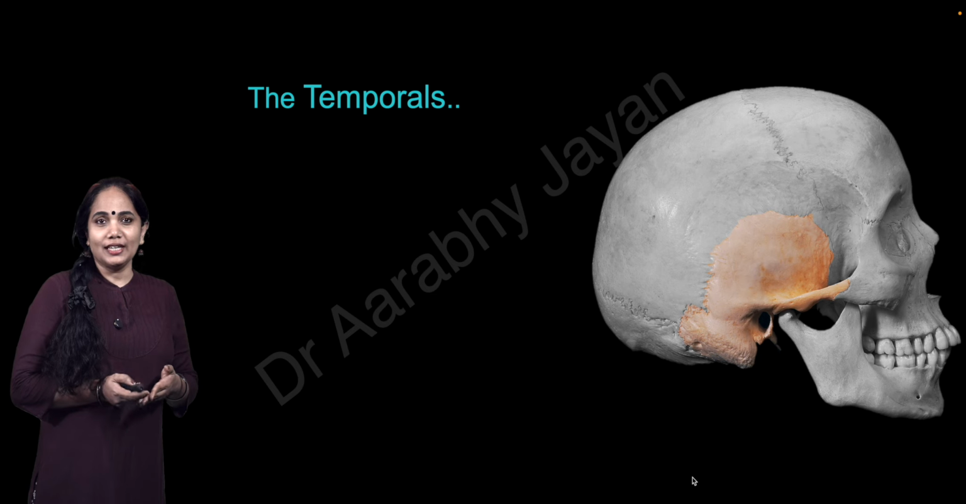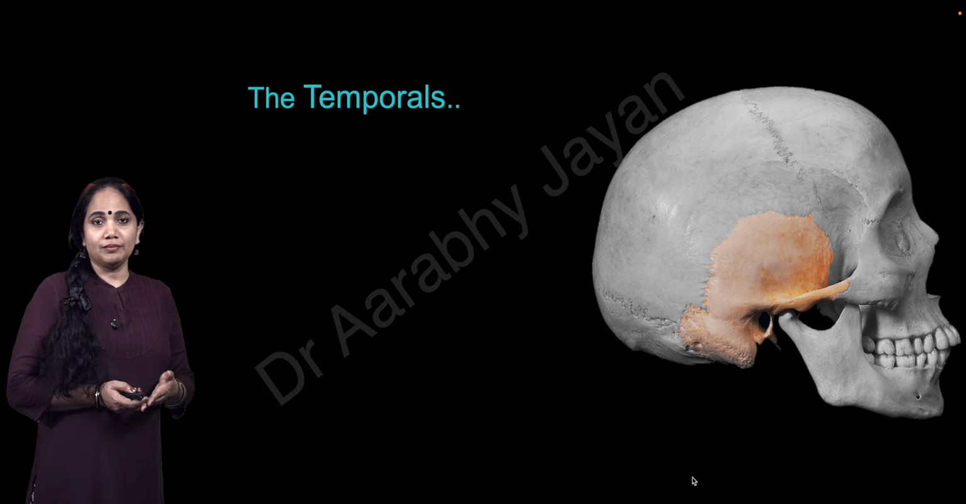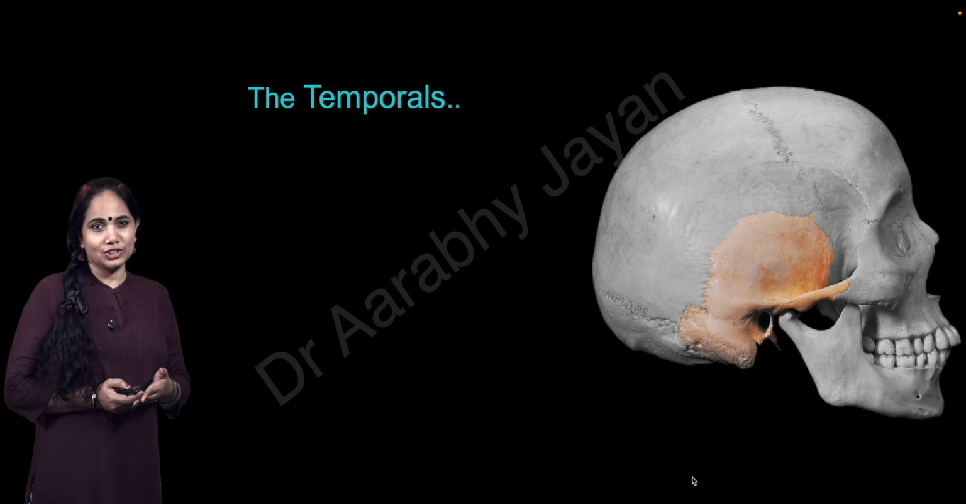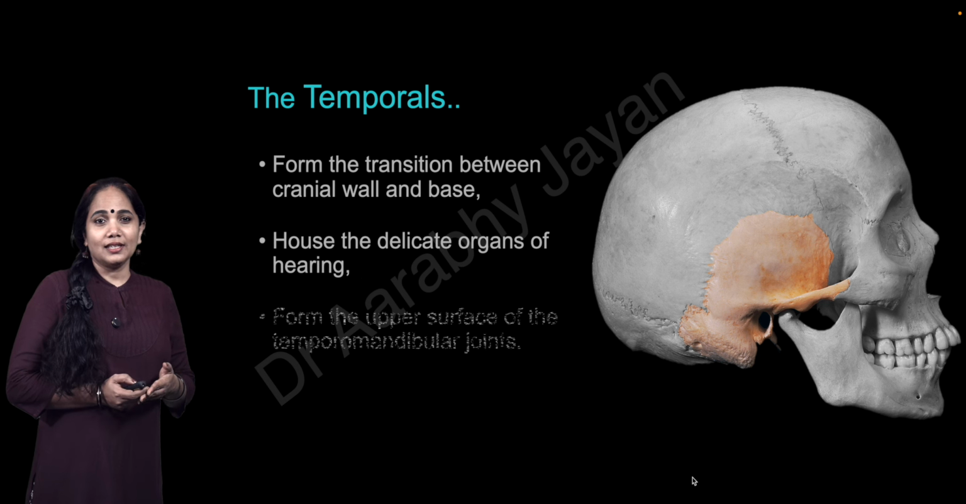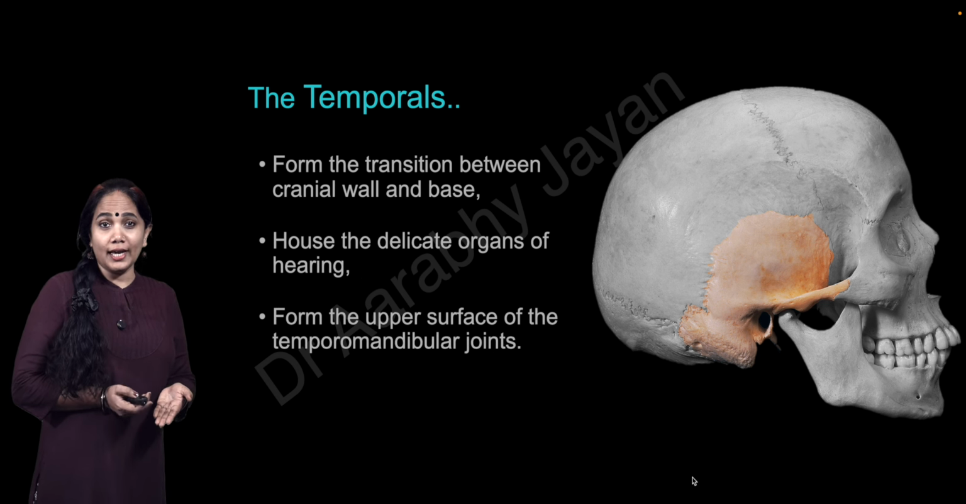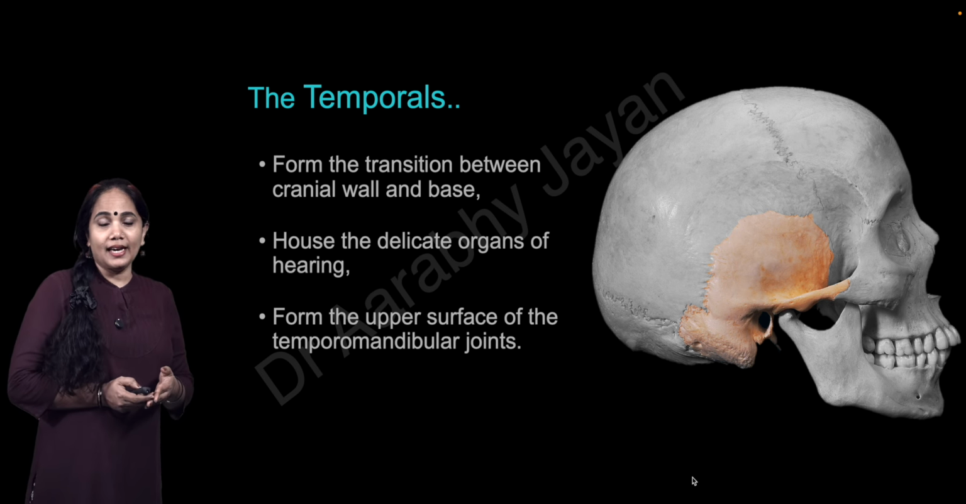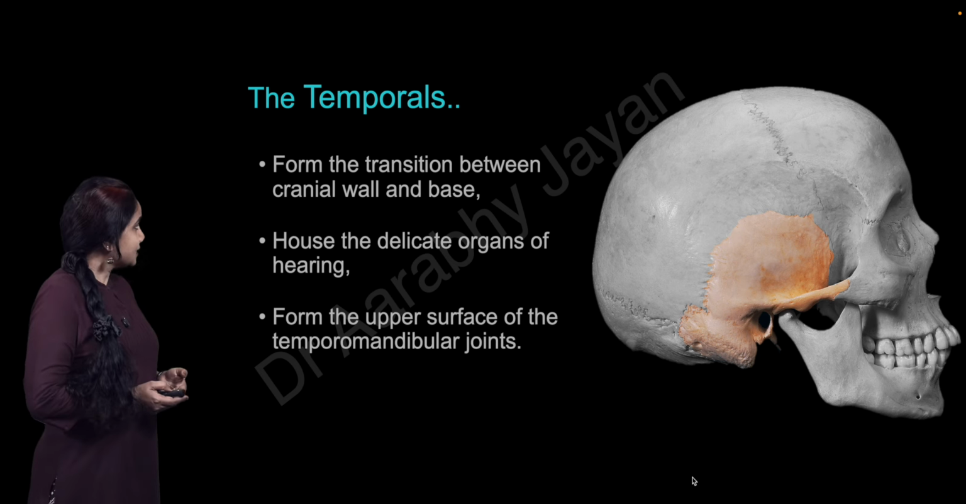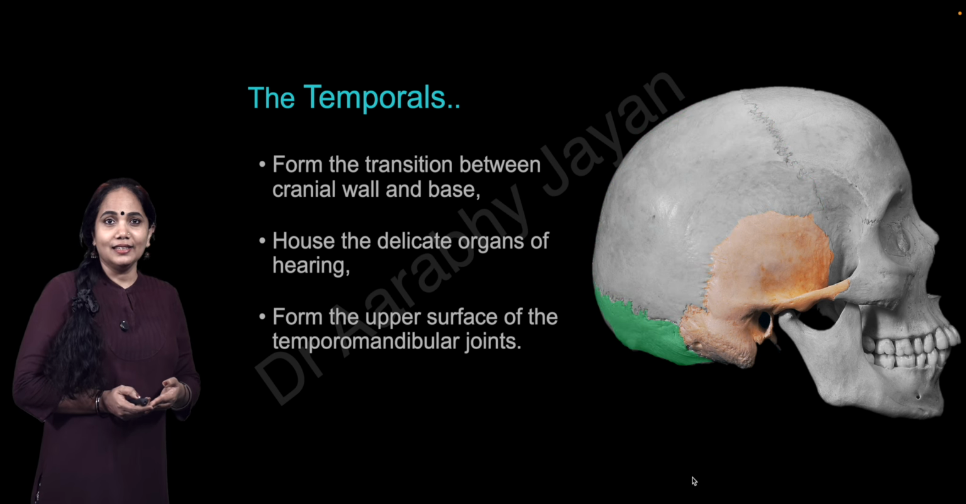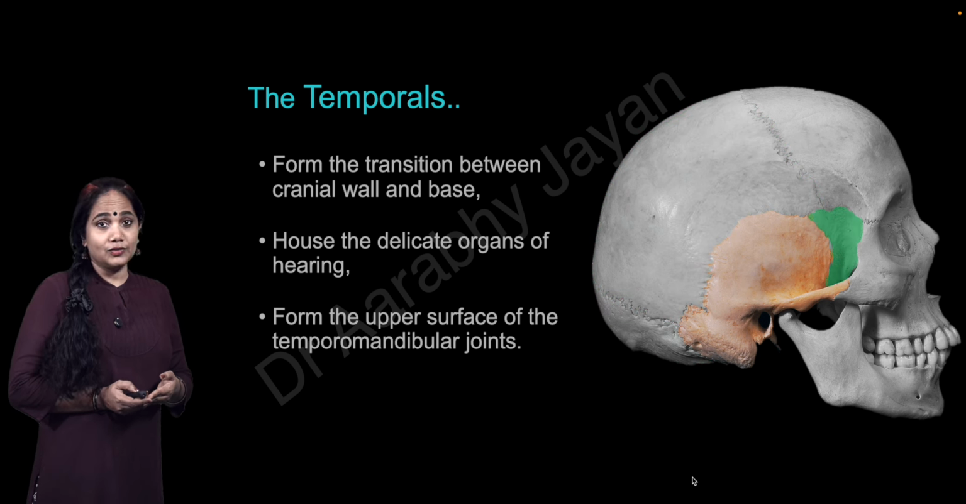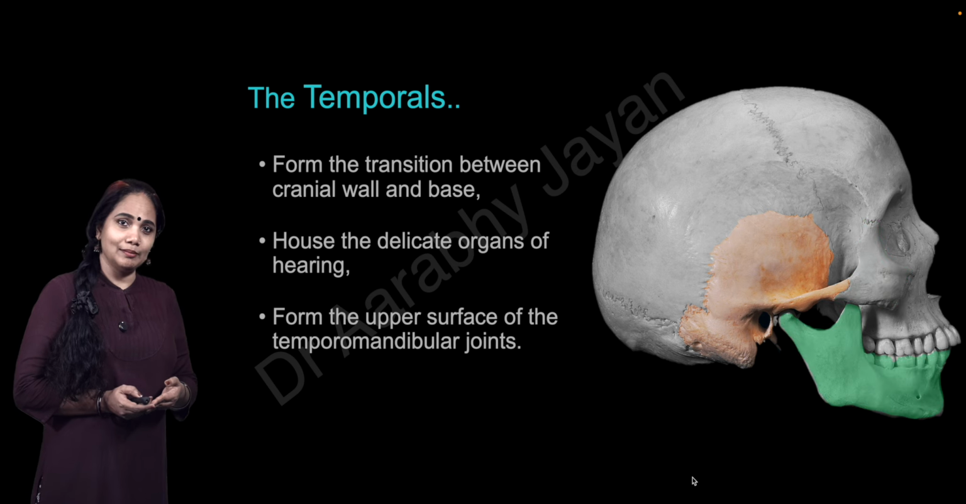So the temporal bone has a wide variety of functions, and that is why it has got such an irregular structure, making it arguably the most complex bone to study in the body. It forms a transition between the cranial wall and the cranial base. It houses delicate organs of hearing and balance, and it also forms the upper surface of the temporomandibular joint. And because of all of this, it has got a highly irregular shape. It has a number of articulations in the skull. As you can see, it articulates with the parietal, the occipital, the sphenoid, the zygomatic and the mandible.